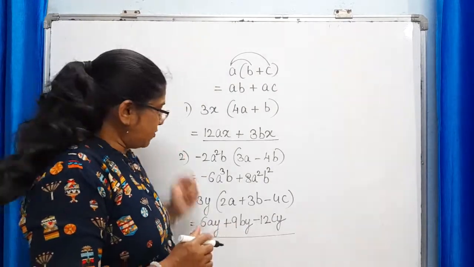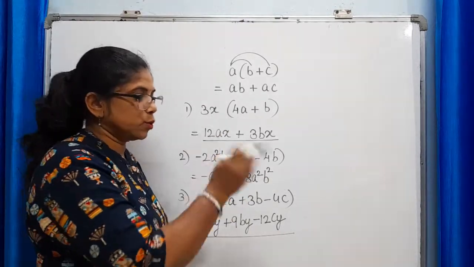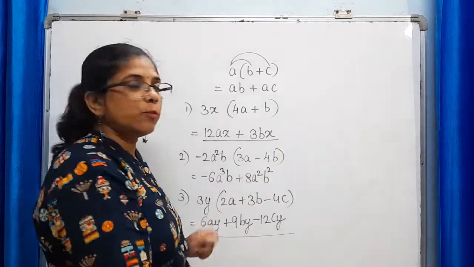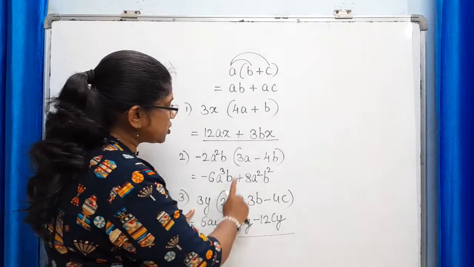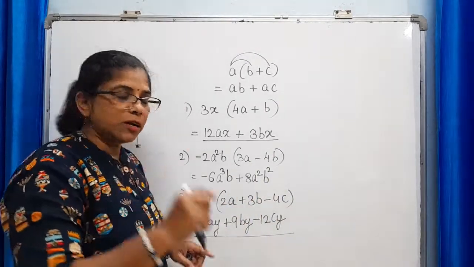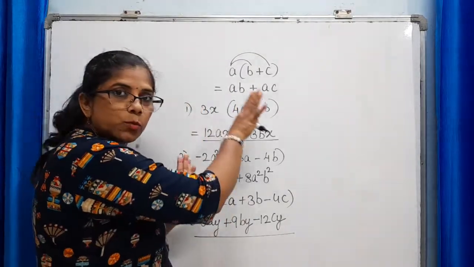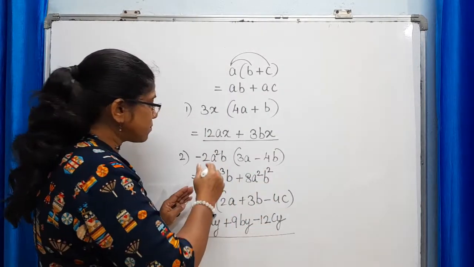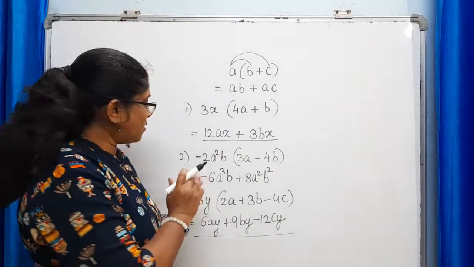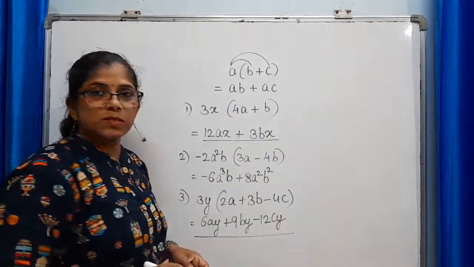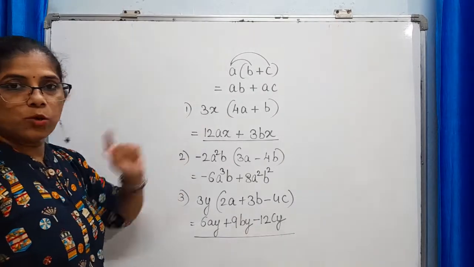So in short, whenever we have to multiply a monomial with any number of terms, whether it is monomial, binomial or trinomial, whatever monomial we have here, that we have to multiply with each term in our bracket. If we have one term, multiply with that single term. If we have two terms, multiply with both of these terms. If we have three terms, multiply with all these three terms. If we have four terms, you will have to multiply with all the four terms. So this is how we multiply monomial and binomial.